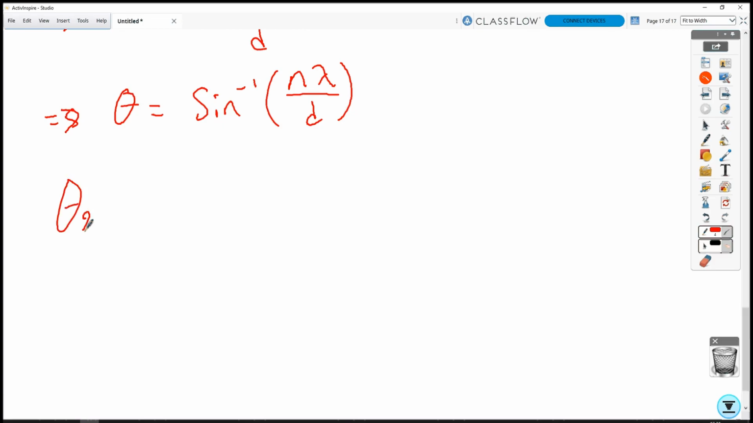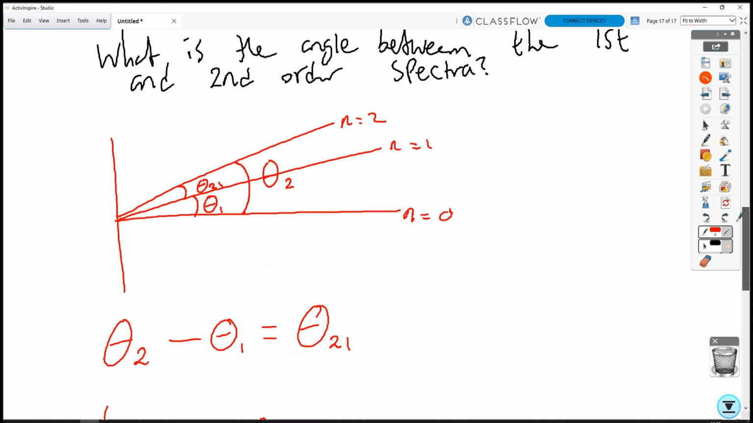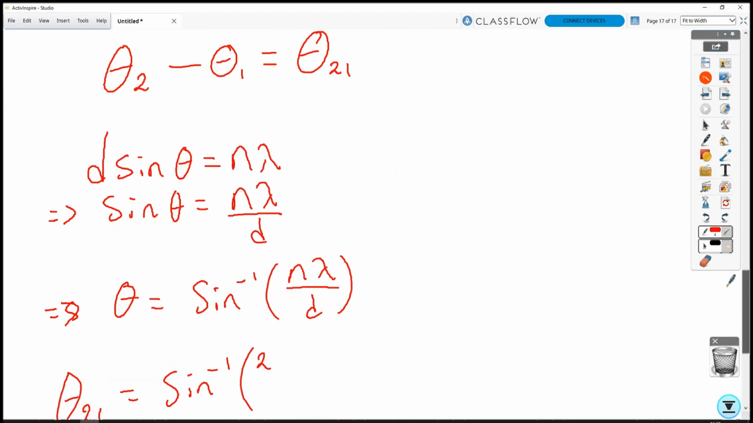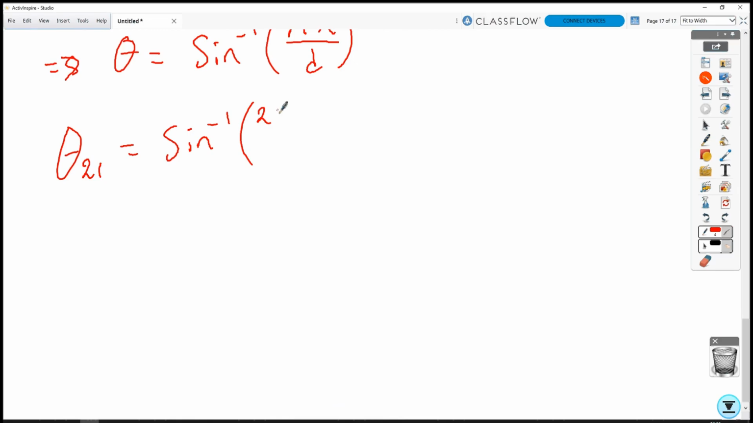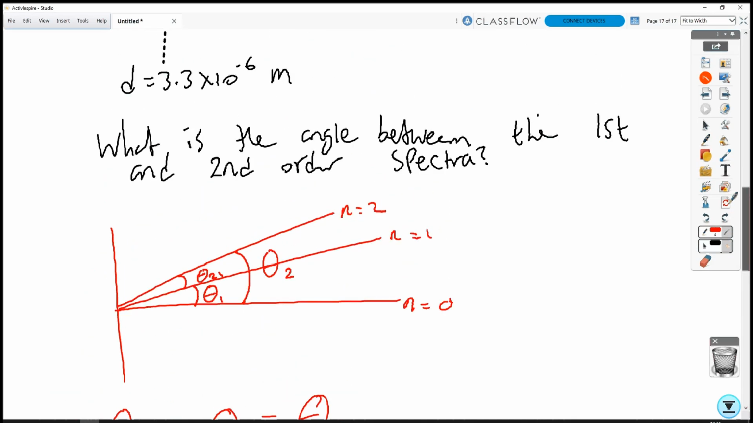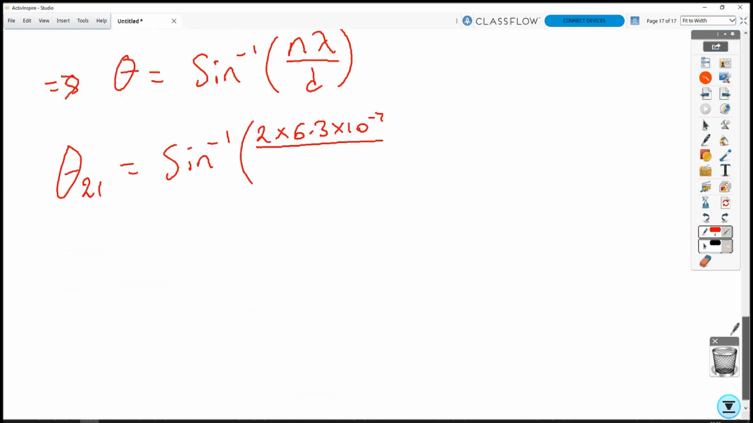So theta 2,1 is equal to inverse sine of 2 times lambda, and lambda was 6.3 times 10 to the minus 7, all over d, which is 3.3 times 10 to the minus 6.